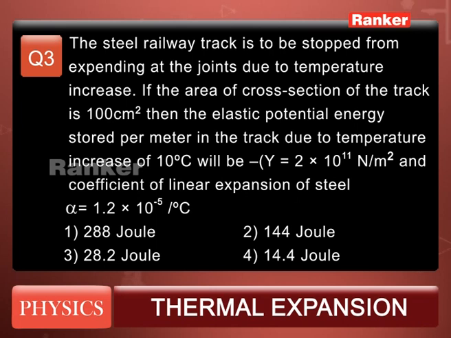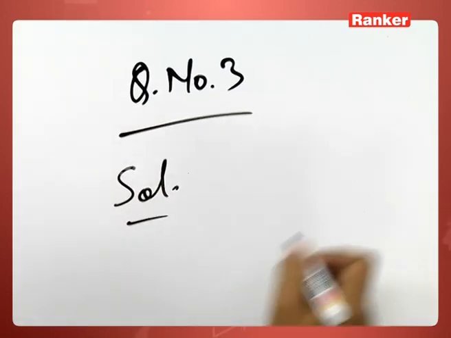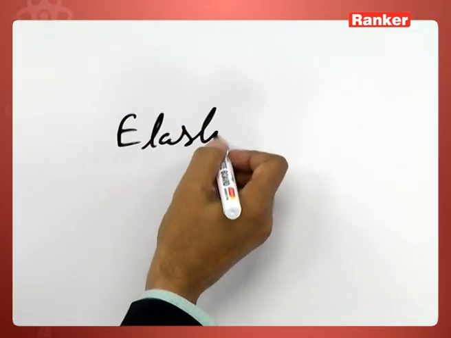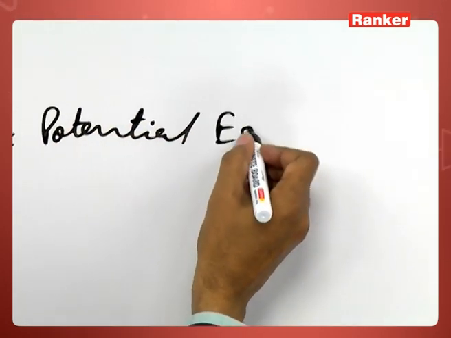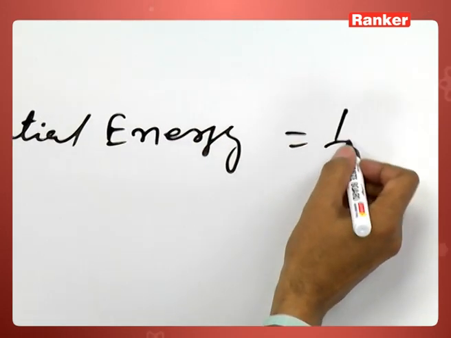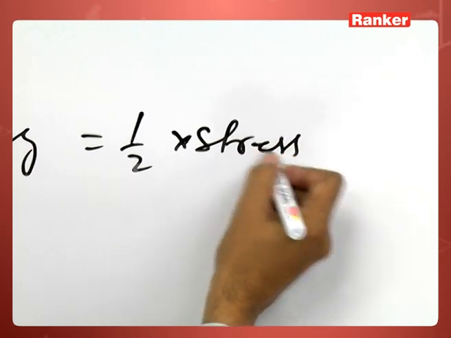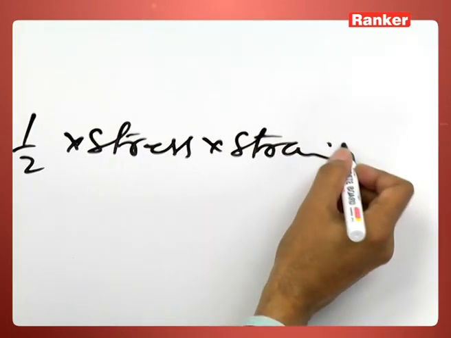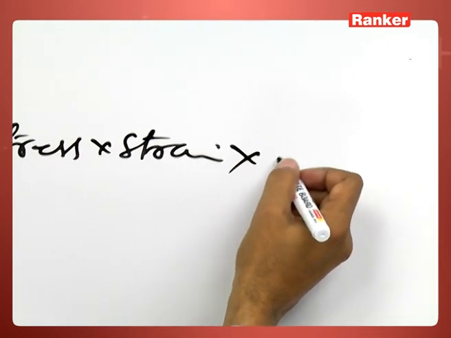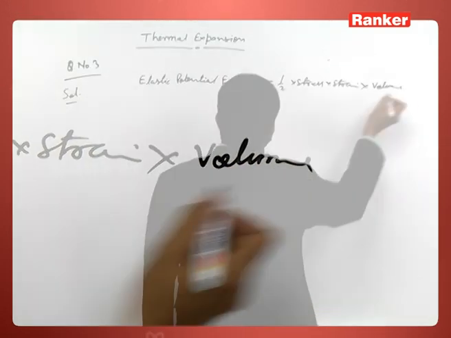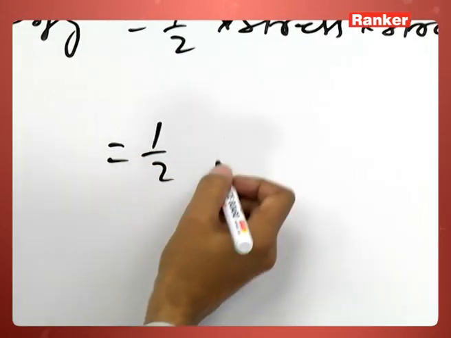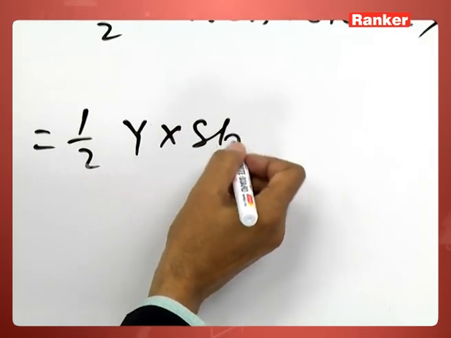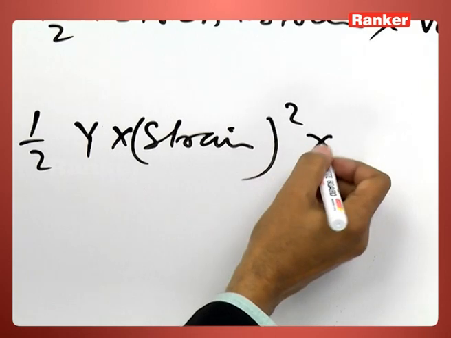As we know, elastic potential energy is given as half stress into strain into volume, and further stress can be written in terms of strain, so it is half Young's modulus into strain square into volume.